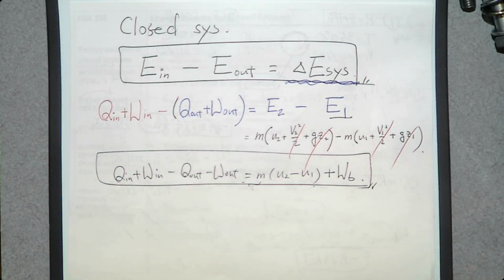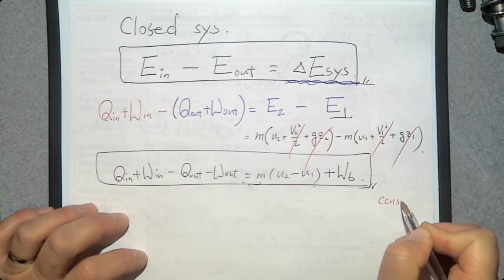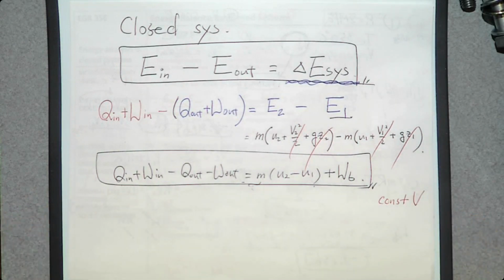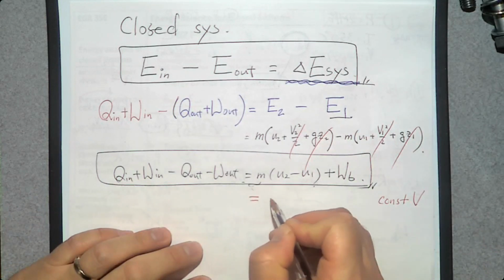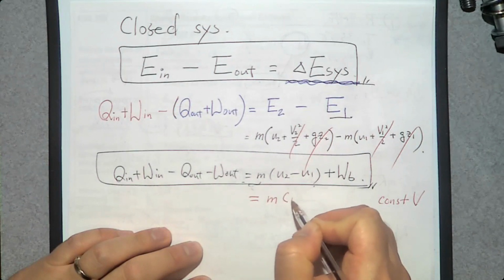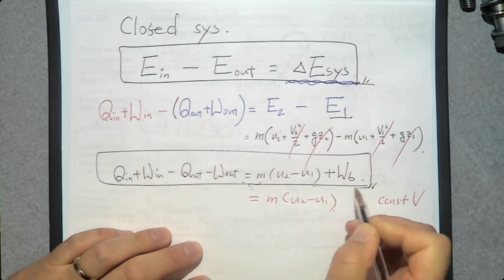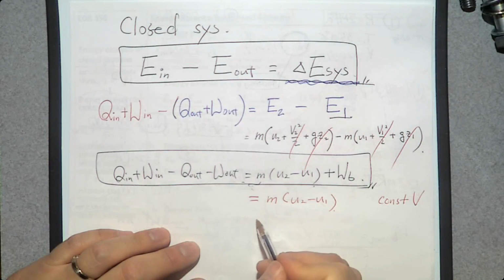The first one: what about a constant volume process? If you have a constant volume process, what is the moving boundary work? 0. So if you have a constant volume process, the right-hand side is just mass times u2 minus u1. Now, this is more important.